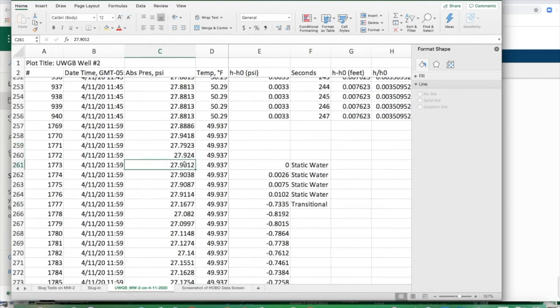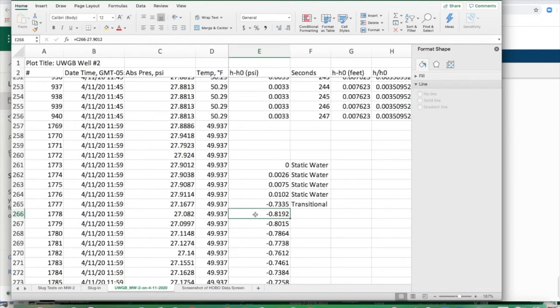So I looked around and I saw that 27.9012 was a common value for the absolute pressure before our 11:59 time range. So I'm going to use that as my initial value here for h minus h0. There are a couple of data points in here where things are pretty close to 0, but I was fiddling around untaping the rope and getting ready to pull the slug out. So I'm going to consider these to be static water as well. Then there's this value, which is a big jump. It goes to 0.733. So that's fairly significant. I'm going to call this transitional, though, because it's not the maximum amount of displacement.